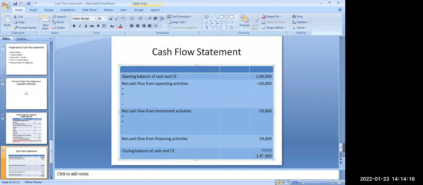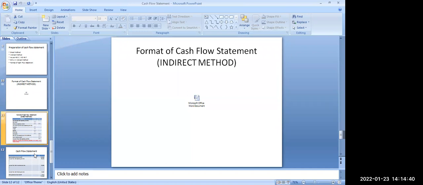But it does not mean that you have generated only 40,000. Look at this. You generated 50,000 in operating, you lost 20,000 in investment, and again you generated 10,000 rupees in financing activity. So the net effect is 1,40,000. So this is the format in which we have to prepare the cash flow statement.